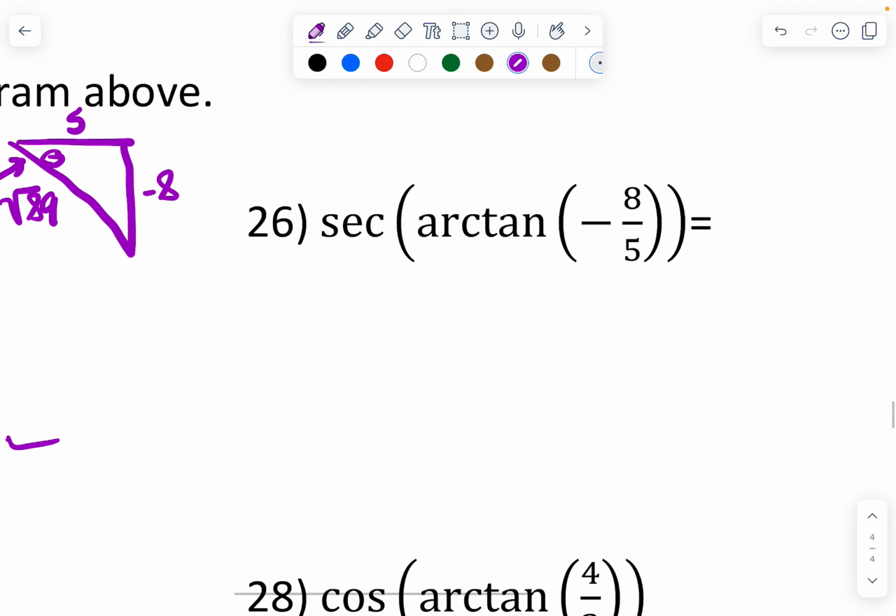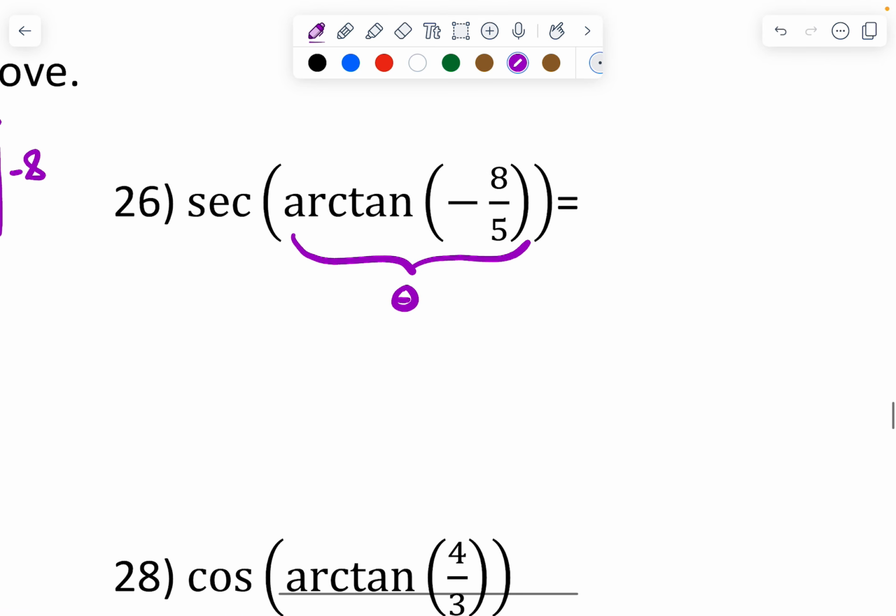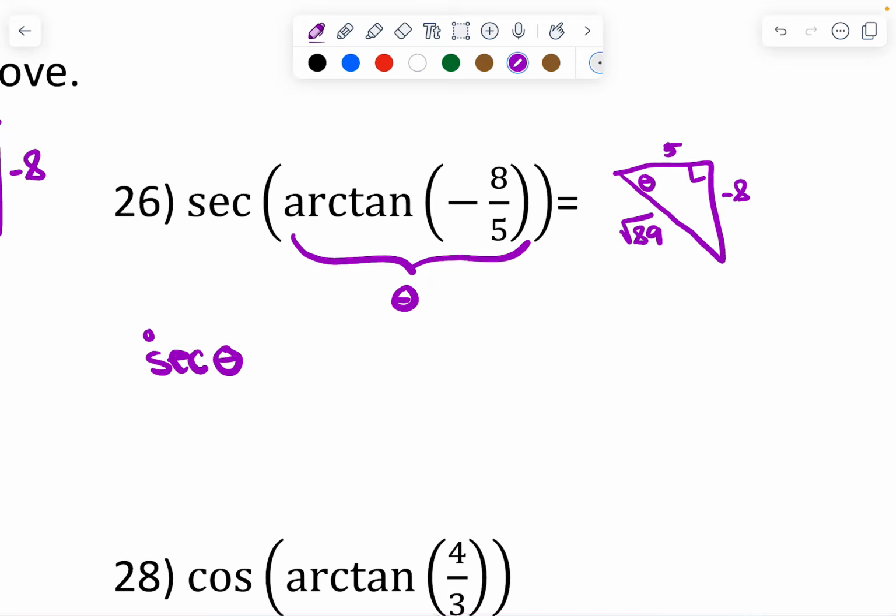Now for this one, again, this is equal to theta. And we have our same triangle that we had up above. So we're in quadrant 4, this was 5, -8, and then this is root 89. So now we're looking for secant theta. And this is similar to cosine theta. It's the reciprocal of cosine.